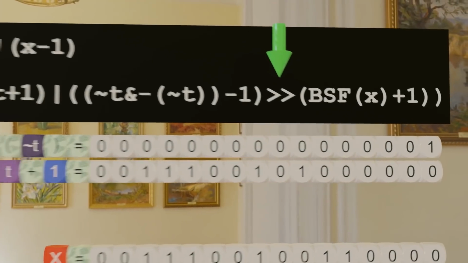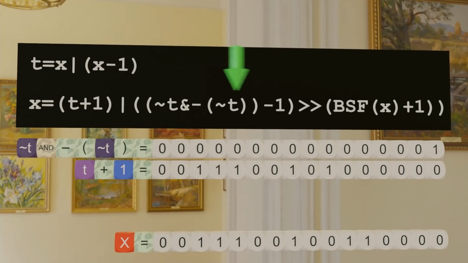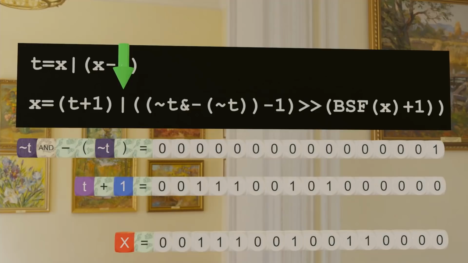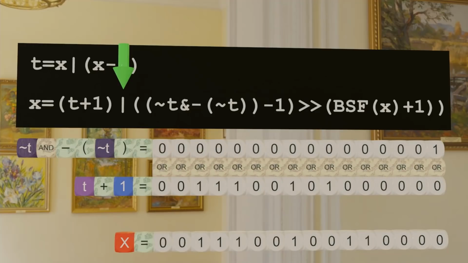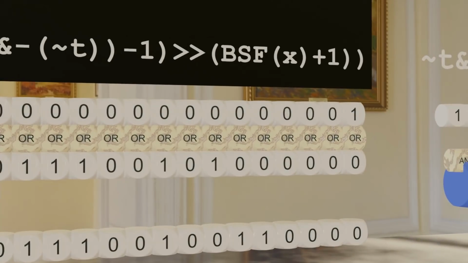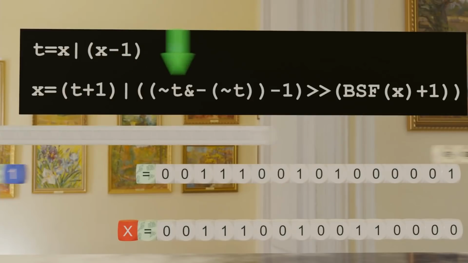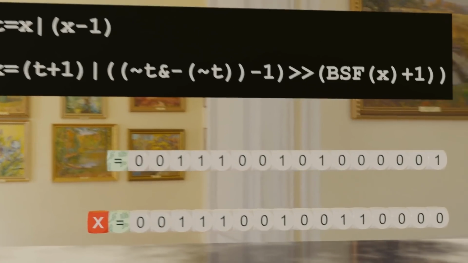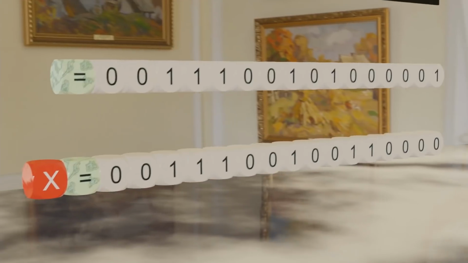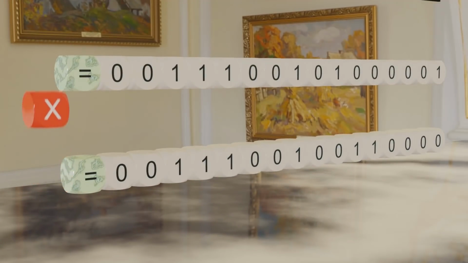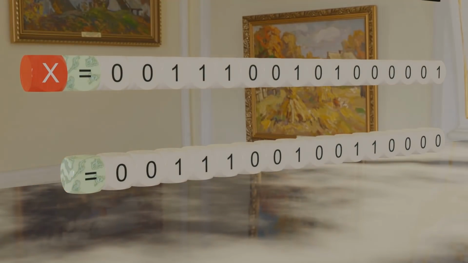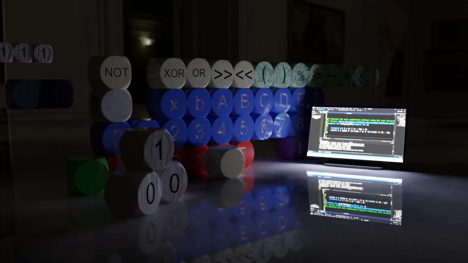And then all we've got to do is OR that result with the incremented 1 from before, and hey presto, we've got ourselves the next bit permutation in lexicographic order. Can you believe it? And that, my friends, is bit hacks.